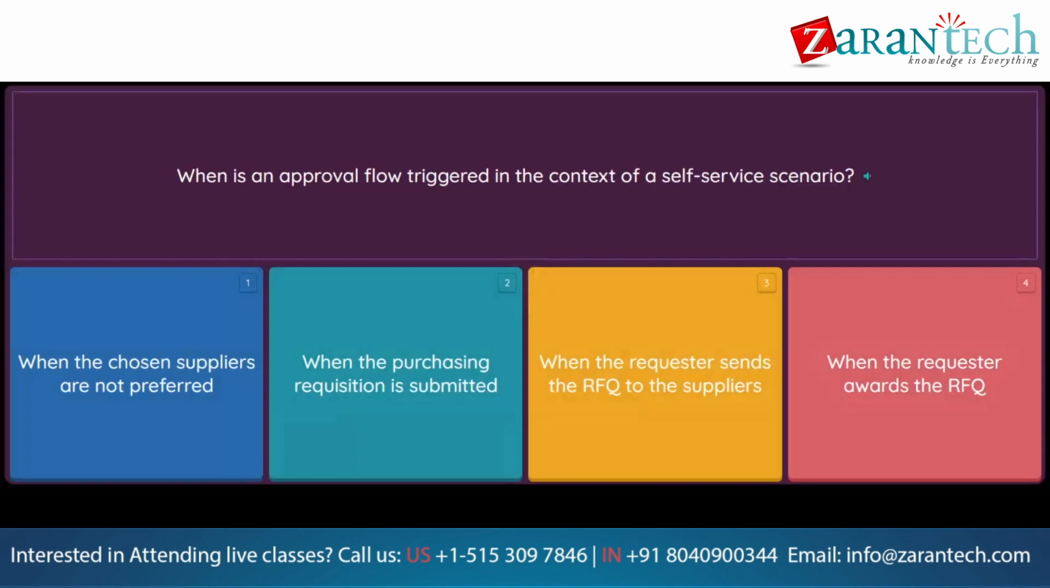Question: when is an approval flow triggered in the context of a self-service scenario? Option 1: when the chosen suppliers are not preferred. Option 2: when the purchasing requisition is submitted. Option 3: when the requester sends the RFQ to the suppliers. Option 4: when the requester awards the RFQ.